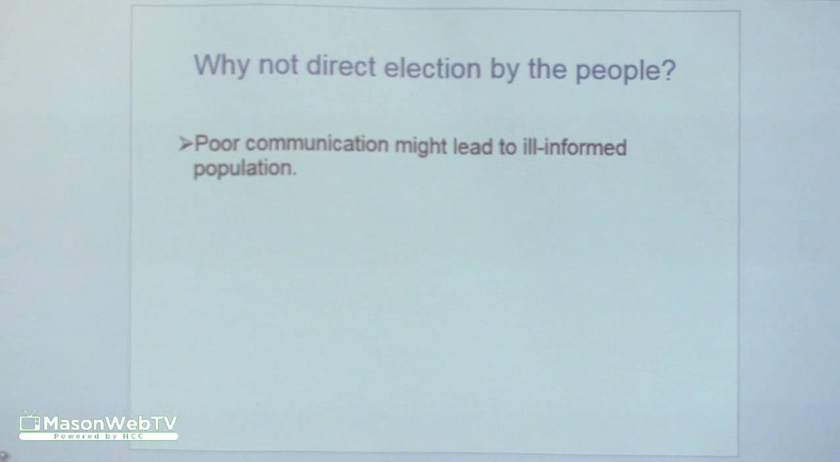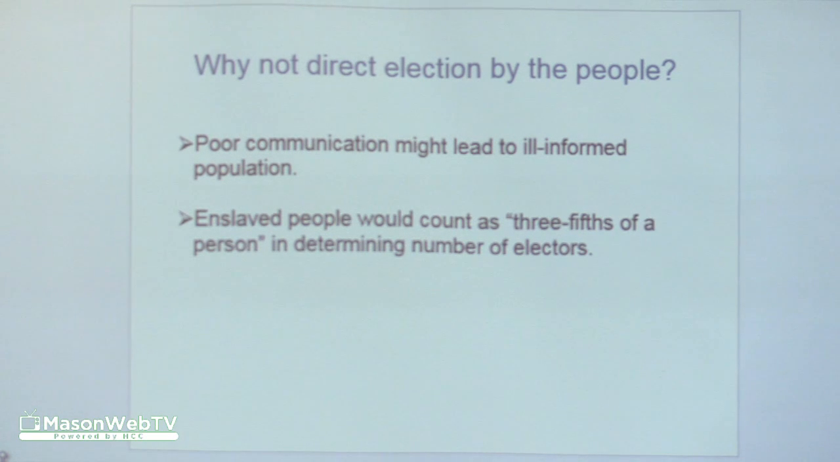Well, they worried that the large distances and lack of communication would make the people ill-informed about the candidates and unlikely to choose the best person. And they also worried that people could easily be misled by a few designing men or would simply vote for the candidate from their own state. So they wanted some kind of intermediary system.